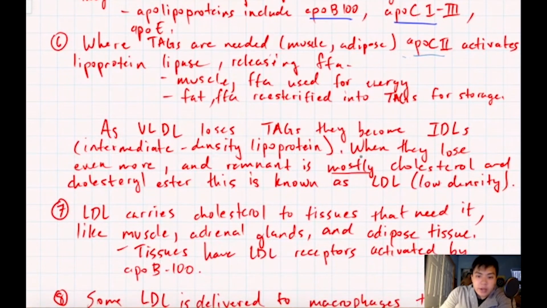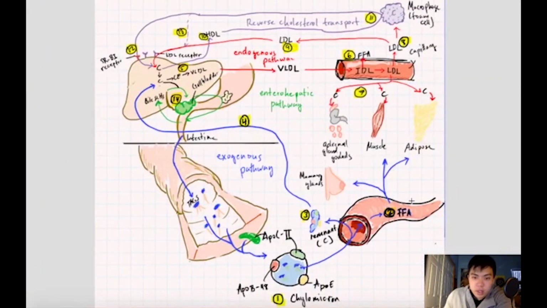All right, and you're basically just going to do it more and more and more, and your remnant is going to be mostly cholesterol and cholesterol ester, and now this remnant is known as LDL. So that's shown right here. Your VLDL is going to your lymphatic system, and it's going to release FA, free fatty acids, and continue to do that until you reach your LDL. And now your LDL is just basically cholesterol and cholesterol esters.